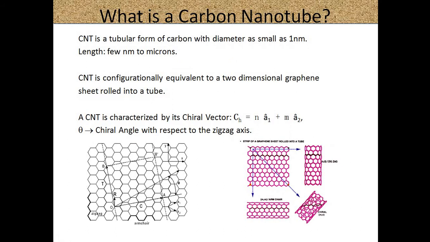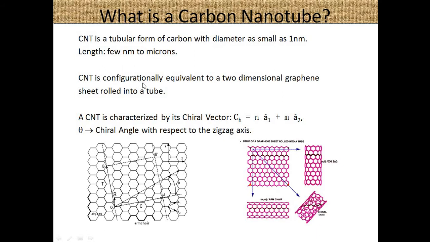Then what are the carbon nanotubes? Generally CNTs are a tubular form of carbon with a diameter as small as 1 nanometer. So the diameter may be as small as 1 nanometer. Here we can see the carbon graphene sheet. If we roll this graphene sheet, there is formation of a tube. The length is from a few nanometers to microns. The diameter may be as small as 1 nanometer and the length may be from a few nanometers to a few microns.